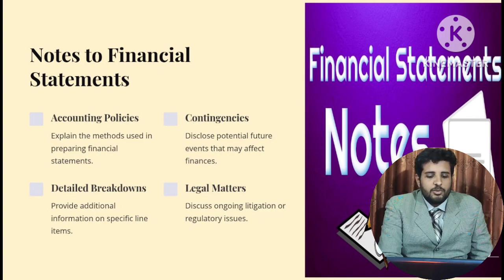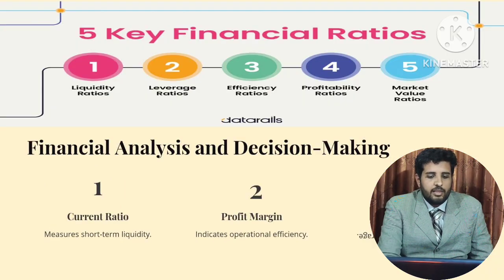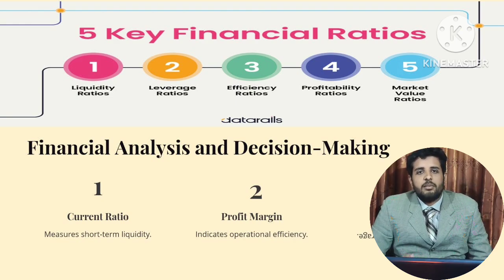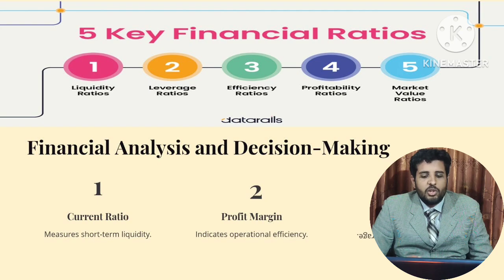So now let's move on to our next slide, which is about financial analysis and decision making. We use different types of financial ratios for our financial analysis. A few of them are mentioned here in this slide, which are current ratio, profit margin, and debt to equity ratio. The current ratio tells us about measures of short-term liquidity.